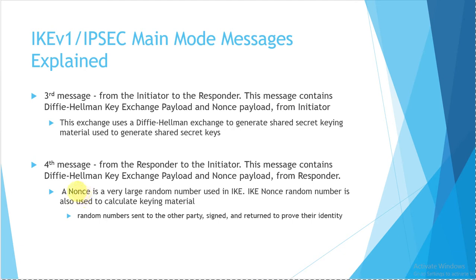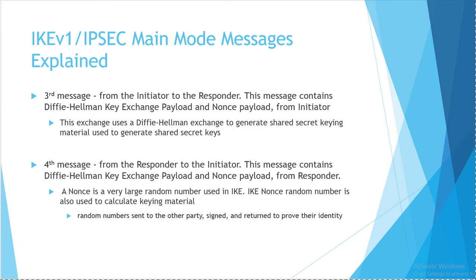Okay. And then the fourth message is going to be from the responder to the initiator. It's basically going to be the opposite of the third message, but from the responder. Now this nonce payload, and we're going to take a look at this, is a very large number, and it is used to calculate keying material. It is also sent to the other party, signed and returned to prove their identity. So this nonce value is another type of authentication payload value.